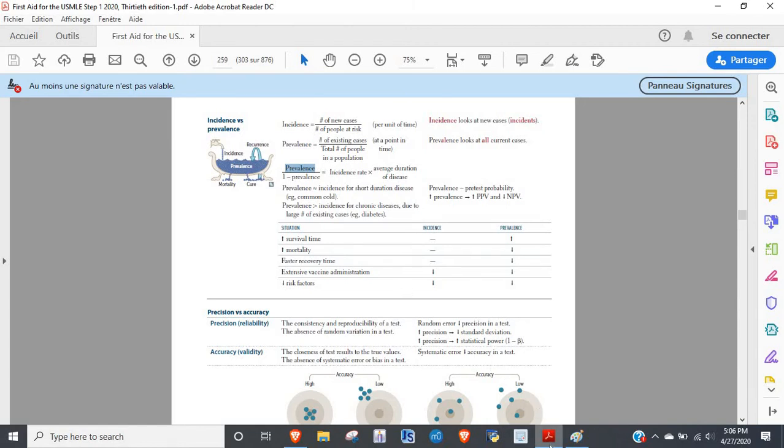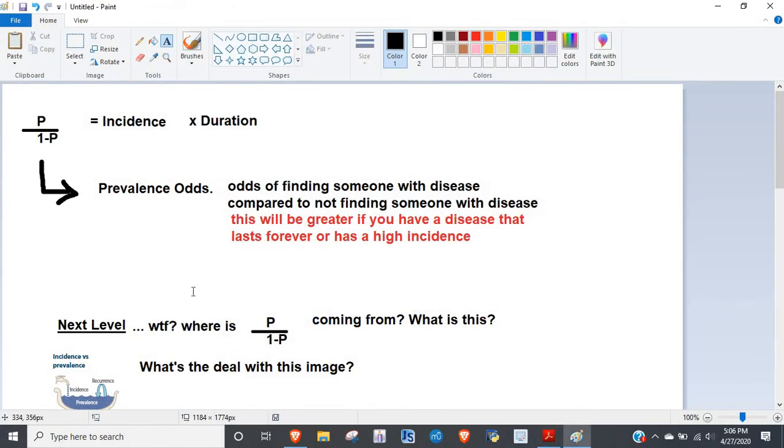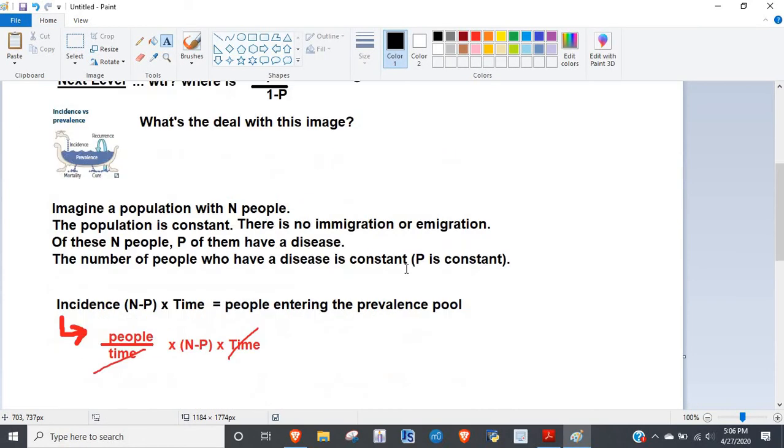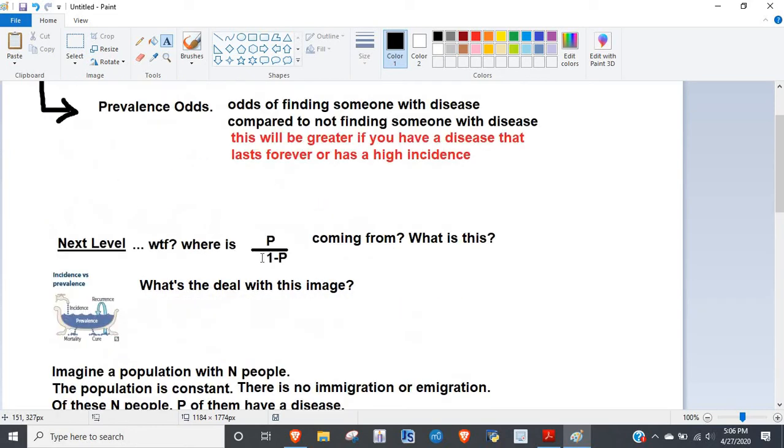Okay. So here's the next level. Where are they getting P divided by 1 minus P from? What the heck is going on here? All right, well, what's the implication of this image down below with the bathtub? And it has to do with how they ended up deriving this.